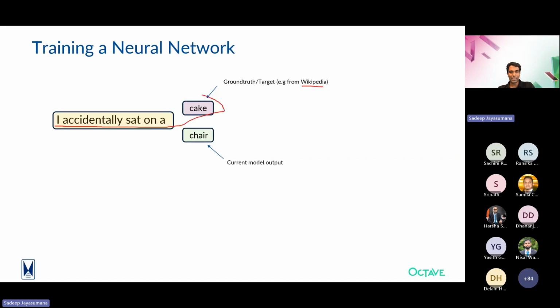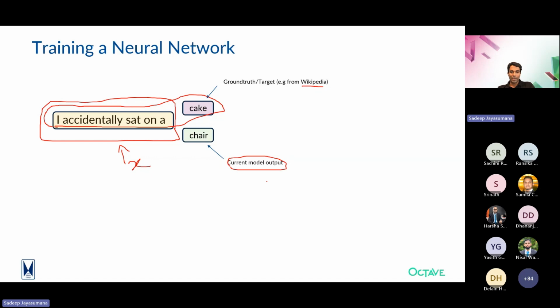So the sentence that you extracted from Wikipedia says, "I accidentally sat on a cake," right? This is the true sentence that you got from Wikipedia. But now you have the model, and into the model you feed this part of the sentence. This would be your input to the model. We'll just call it X, the input, and the output the model produced is "chair," right?